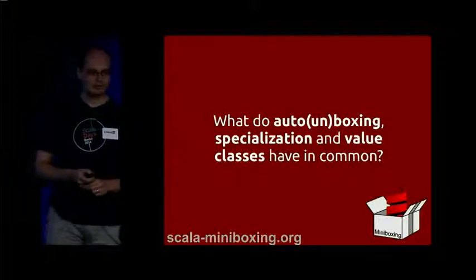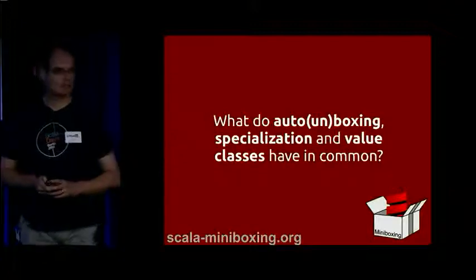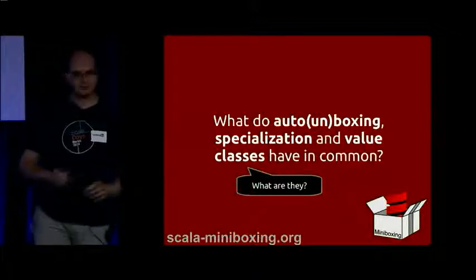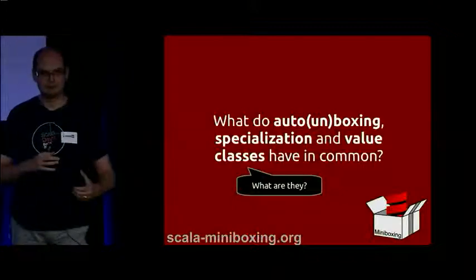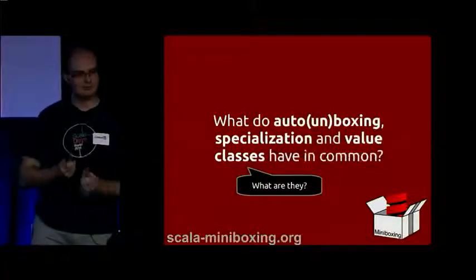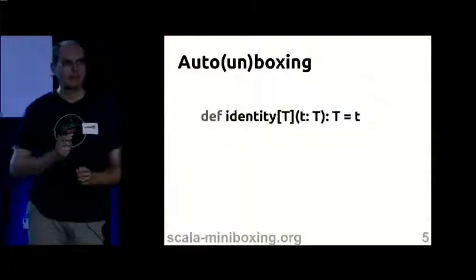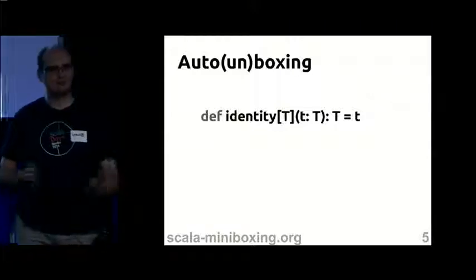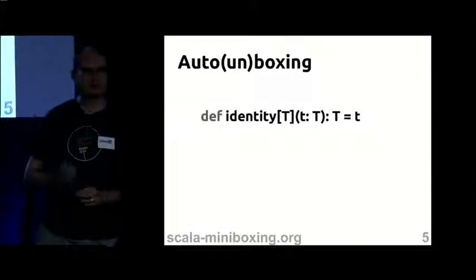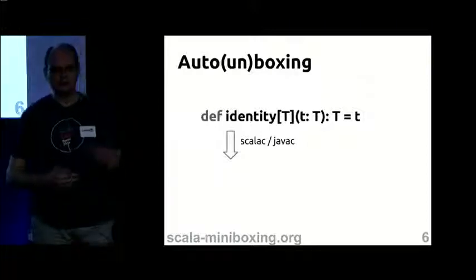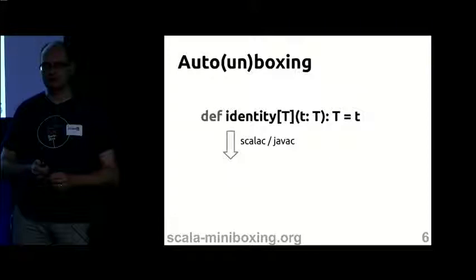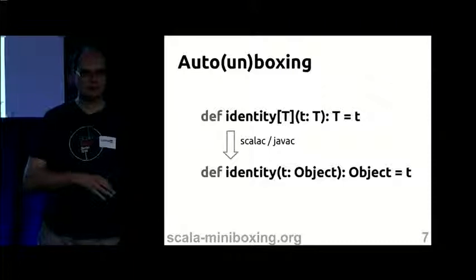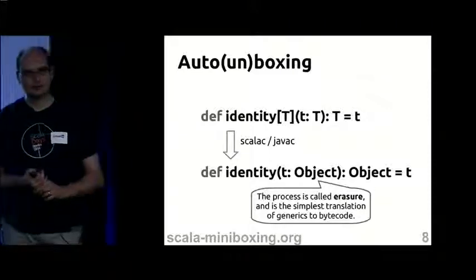What do auto unboxing, specialization, and value classes have in common? Well, first of all, what are they? I'm sure you all know, but maybe presented from a certain perspective, it'll become more and more clear. Okay, so auto unboxing. Let's say we have this method. I always like to use identity because it's very simple and it's generic. When you compile it with javac or scalac, what you get is basically another method which takes an object and returns an object. This is a process called erasure.